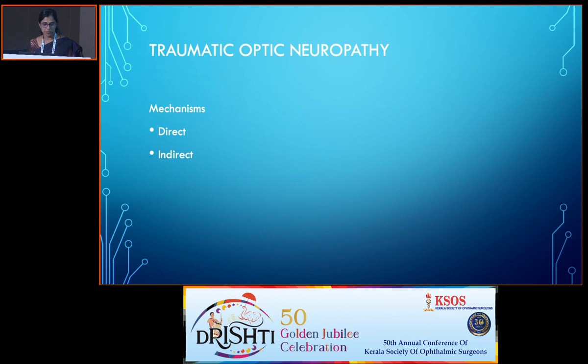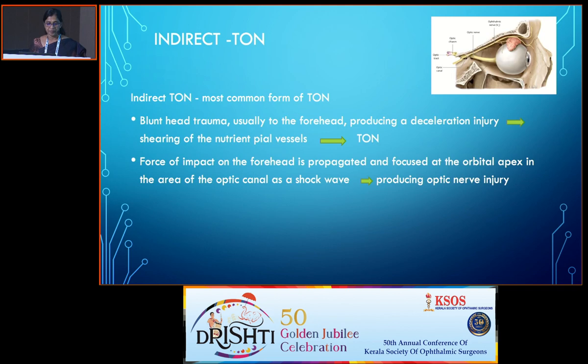Coming to traumatic optic neuropathy, the mechanism may be either direct or indirect. Indirect traumatic optic neuropathy is the most common form of traumatic optic neuropathy. Here, the trauma causes shearing of the nutrient pial vessels, causing traumatic optic neuropathy, or the force of impact on the forehead can be propagated and focused on the orbital apex, causing optic nerve injury.